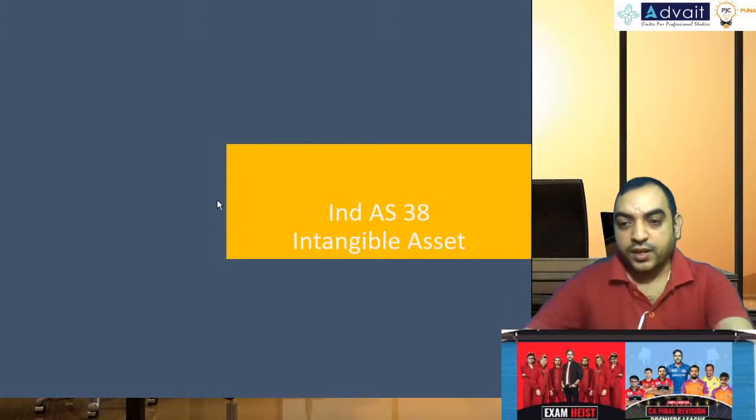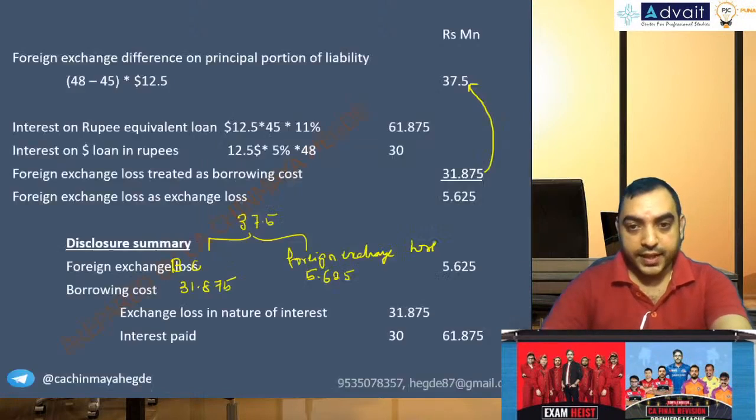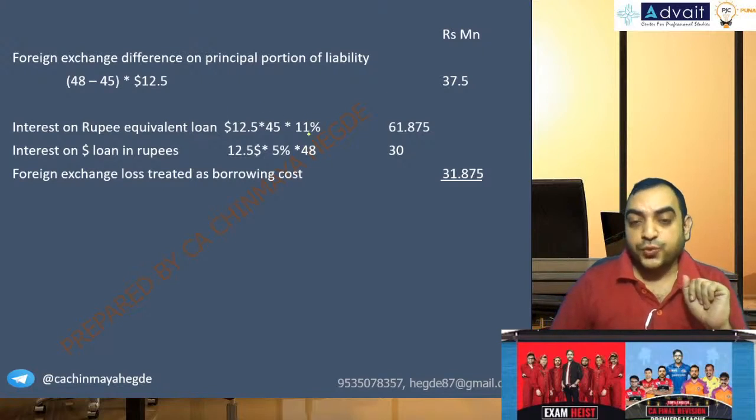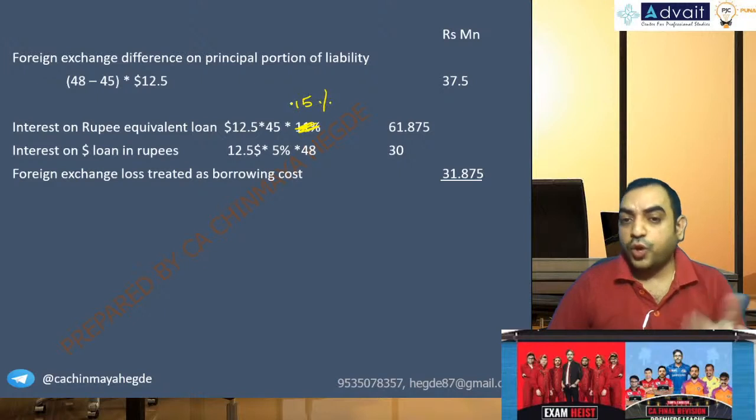The problem has another requirement also in the last line. If the rate of interest was 15% instead of 11%, how would your answer change? I think that was not intended. Anyway, let me just explain that. What would have happened if this was not 11%, if this was 15%? Let me calculate quickly.